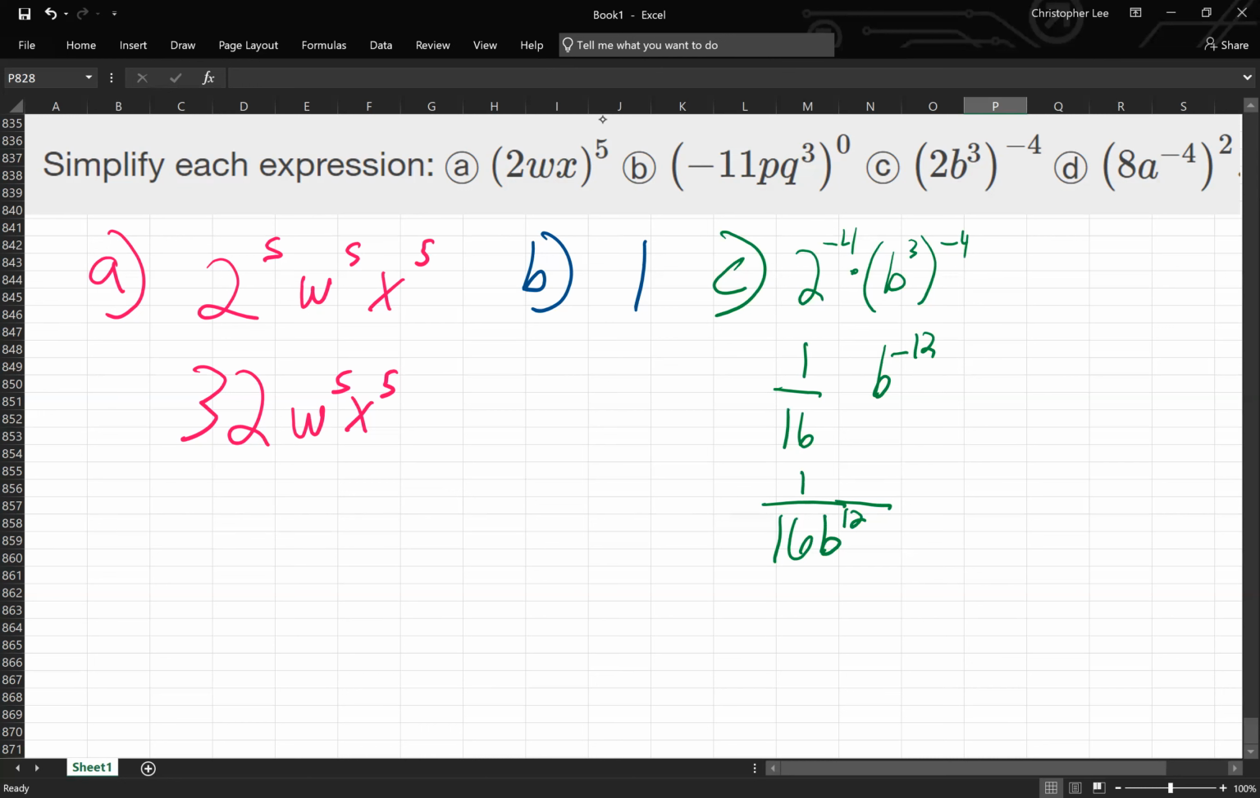Anytime there's a negative exponent, straight to the fraction. Always, always, always.